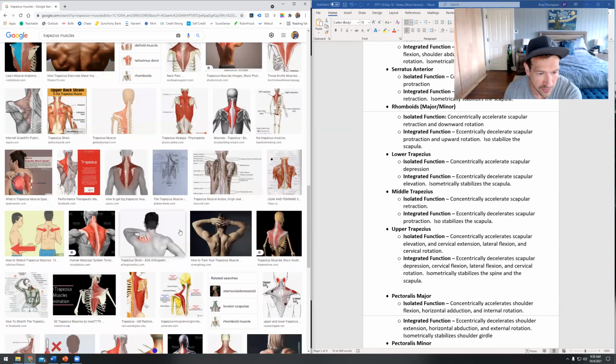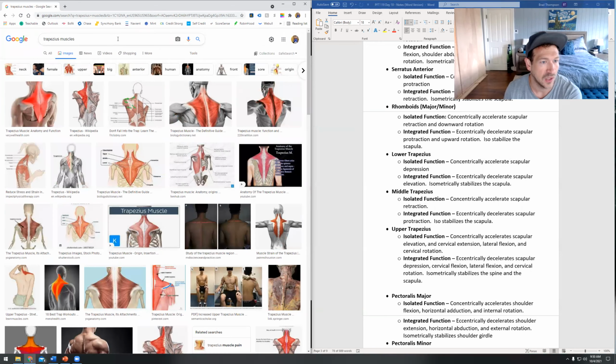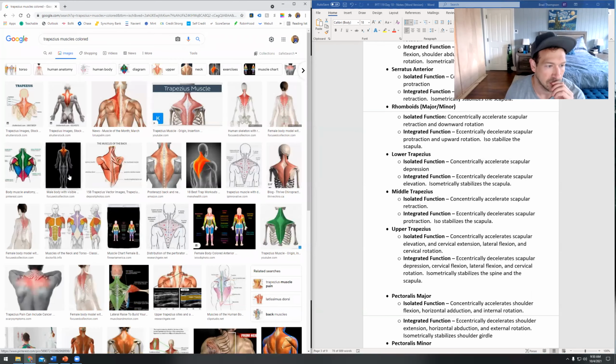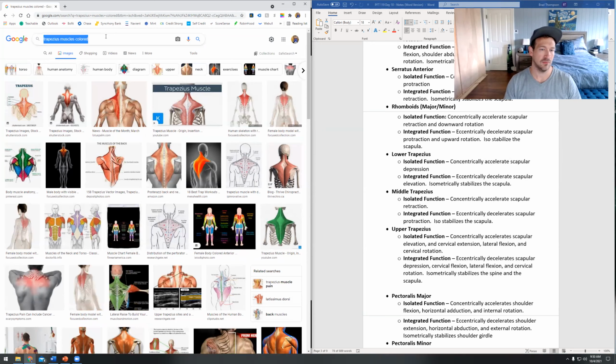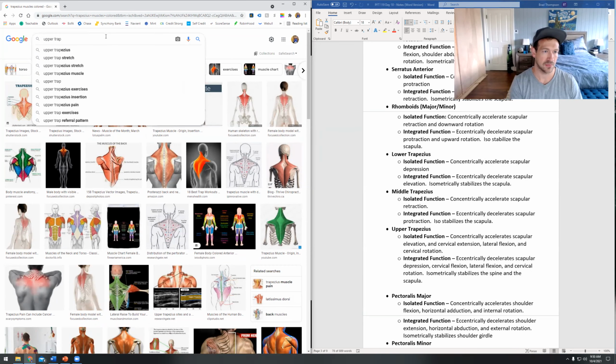Where the heck is my favorite photo? What? Come on, internet. Upper traps.